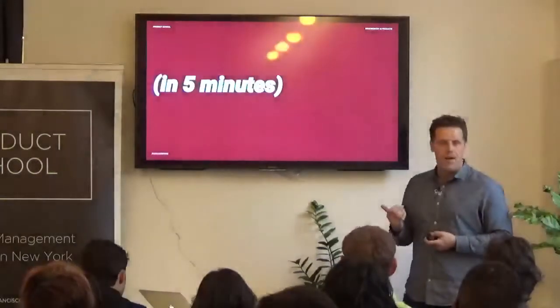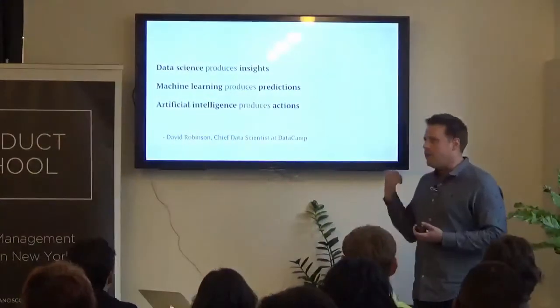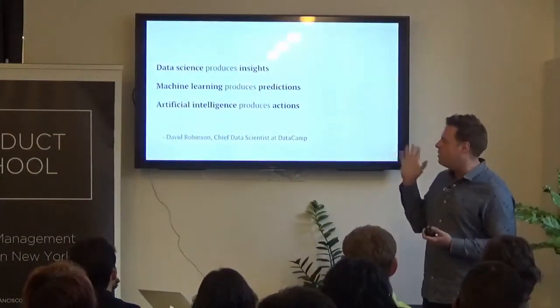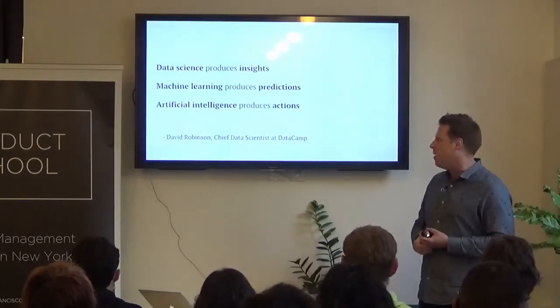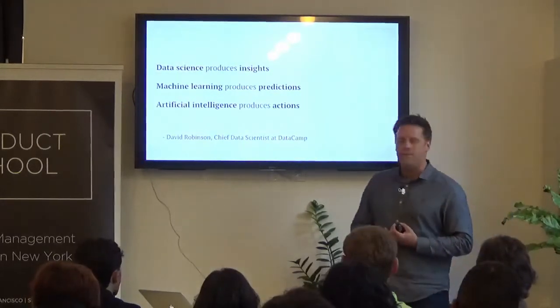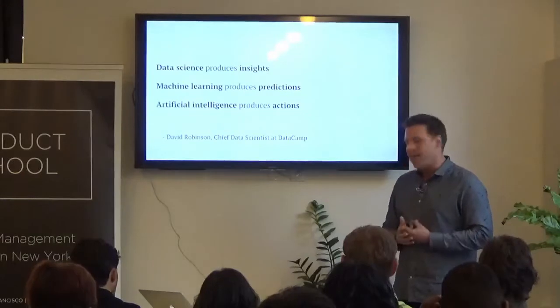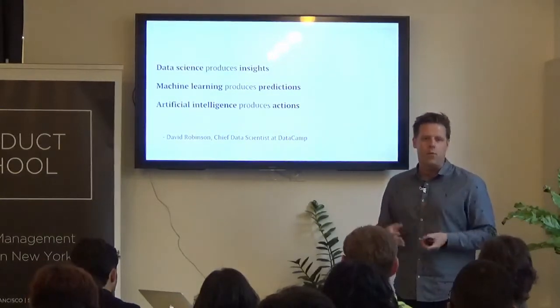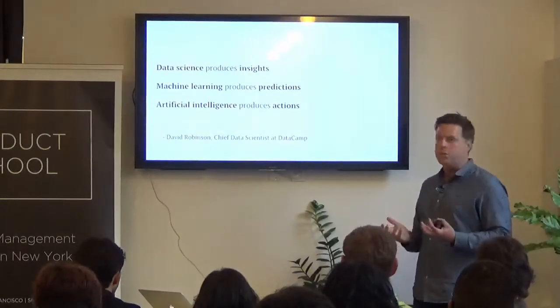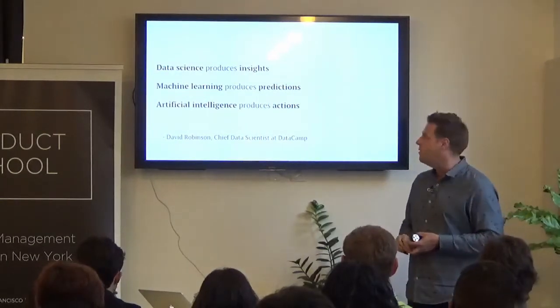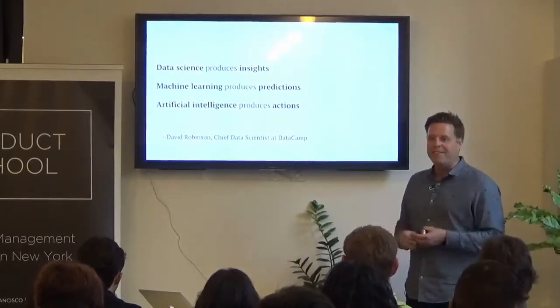So what is AI in 5 minutes? I really like this description of data science, machine learning, and AI because these are the main terms being used right now. It's by David Robinson, the chief data scientist at DataCamp, which is a really great place to take online courses around machine learning and data science. It's pretty cheap, too, for a monthly rate. And I do not get paid by them, just to be clear.